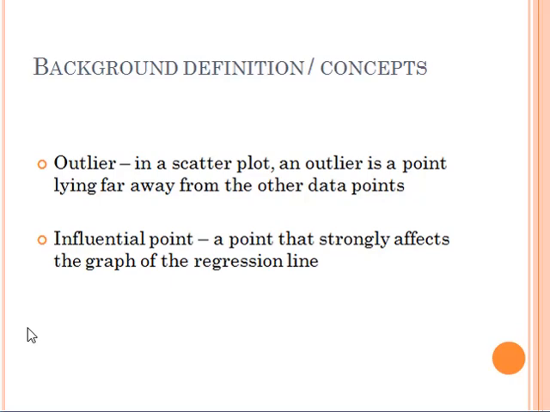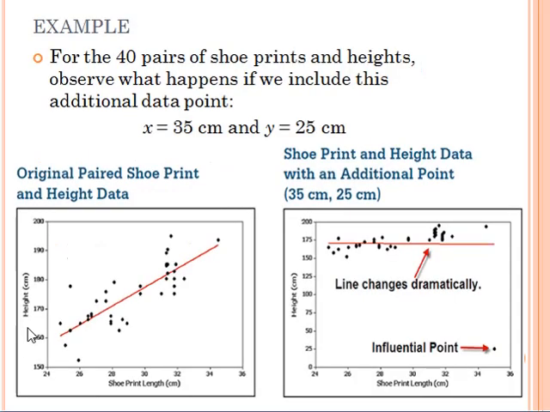And another important point is the influential point. An influential point is a point that strongly affects the graph of the regression line, right? So if a point is having a very severe effect on the regression line, then we can say that point is acting as an influential point. If we remove that point, or if we add that point, it will have a very strong effect on our overall regression line.